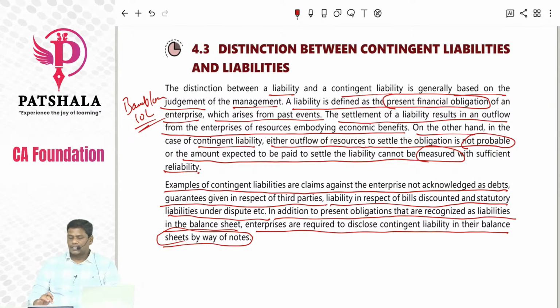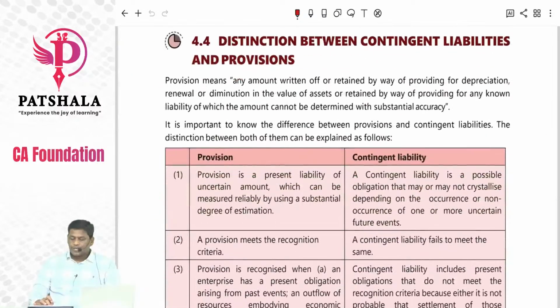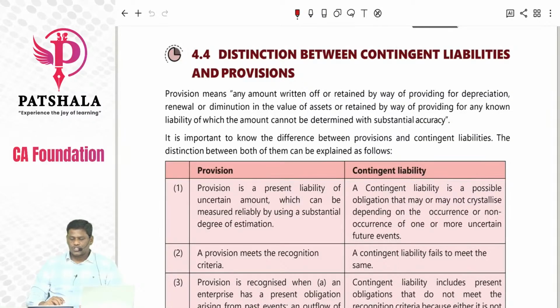Okay? Last, right, contingent liability and provision. Last point. Okay?